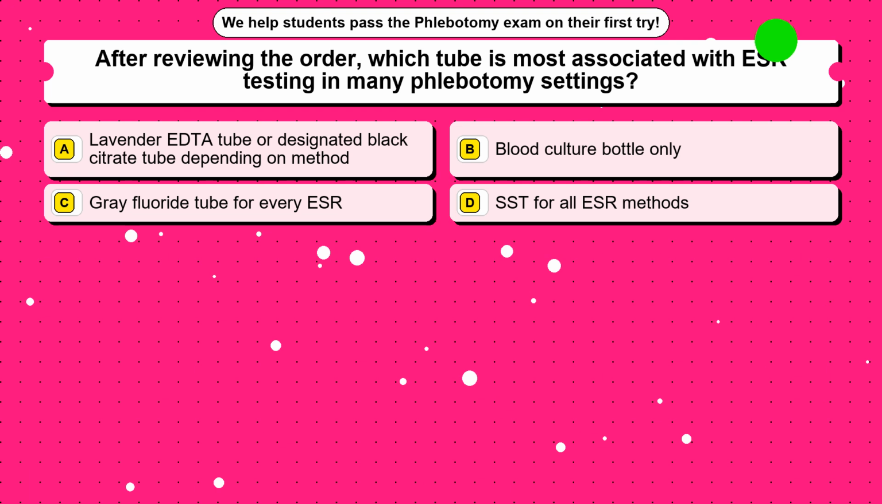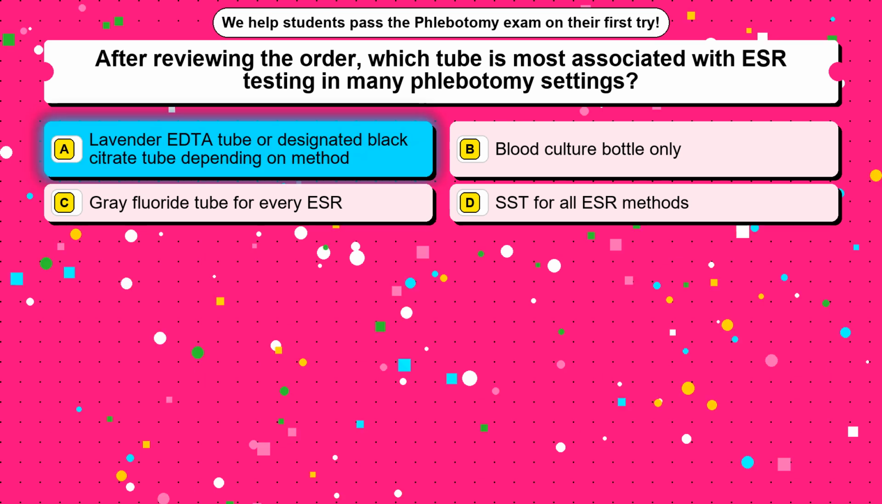Question 100. After reviewing the order, which tube is most associated with ESR testing in many phlebotomy settings? Option A, lavender EDTA tube or designated black citrate tube depending on method. Option B, blood culture bottle only. Option C, gray fluoride tube for every ESR. Option D, SST for all ESR methods.